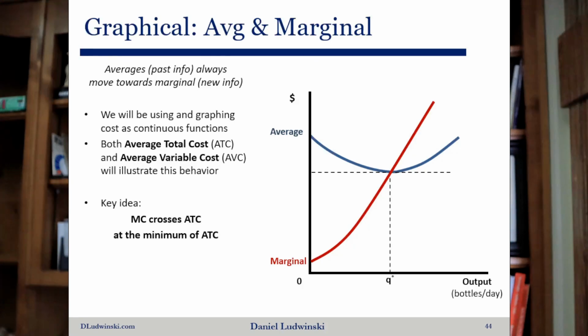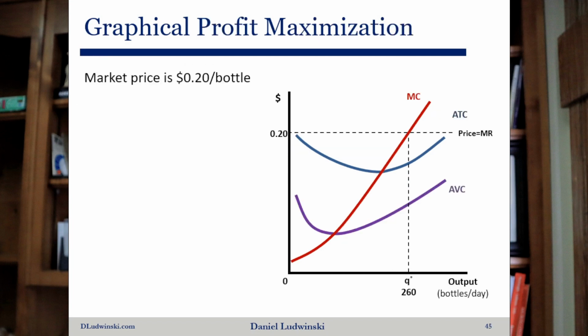Now let's look at how these cost curves help us to think about profit maximization. What we have here is still our marginal cost curve, and we have our average total cost curve in this darker blue and average variable cost in purple. So let's now say that we have the market price of 20 cents per bottle, and think about what it would take to maximize profit in this instance.